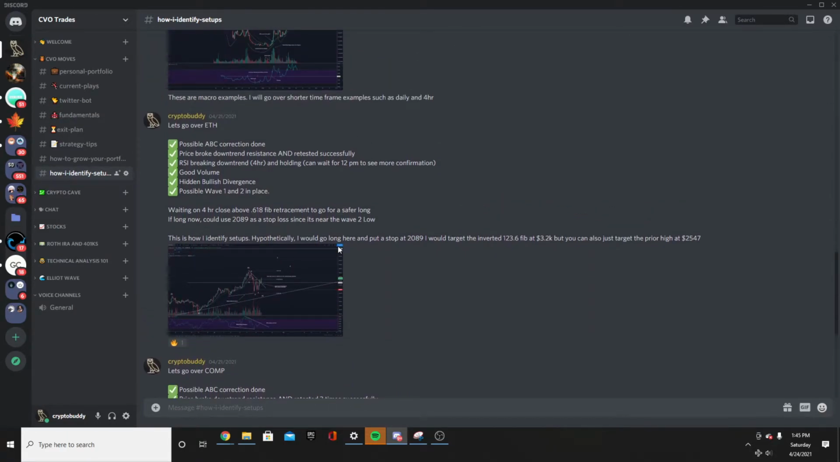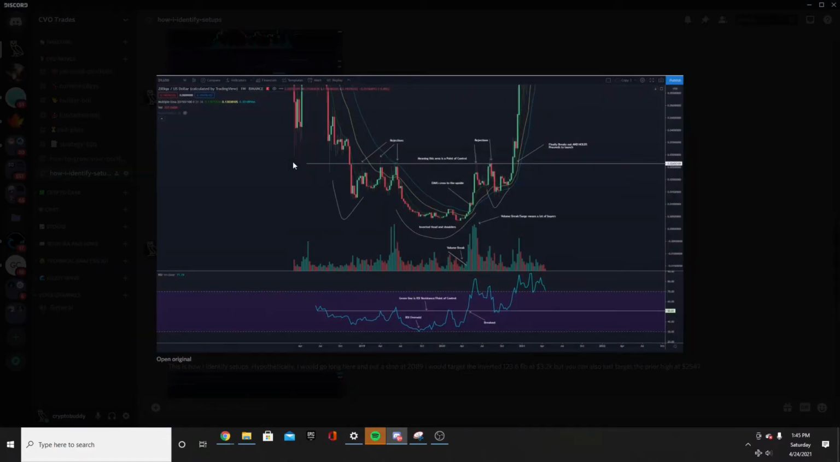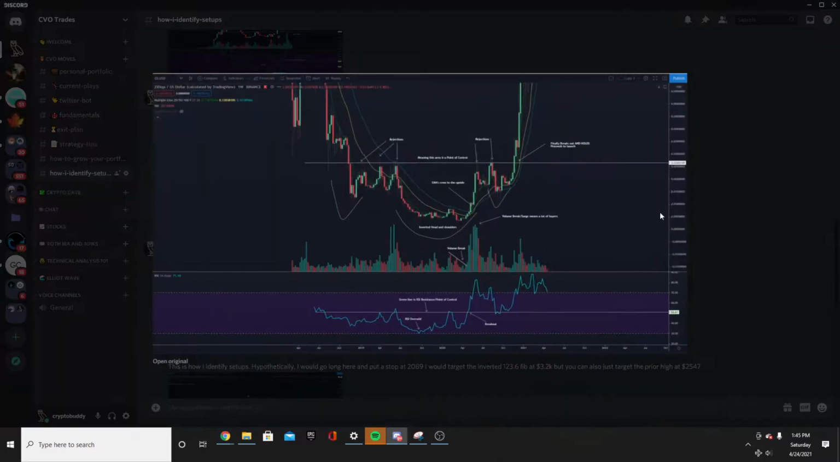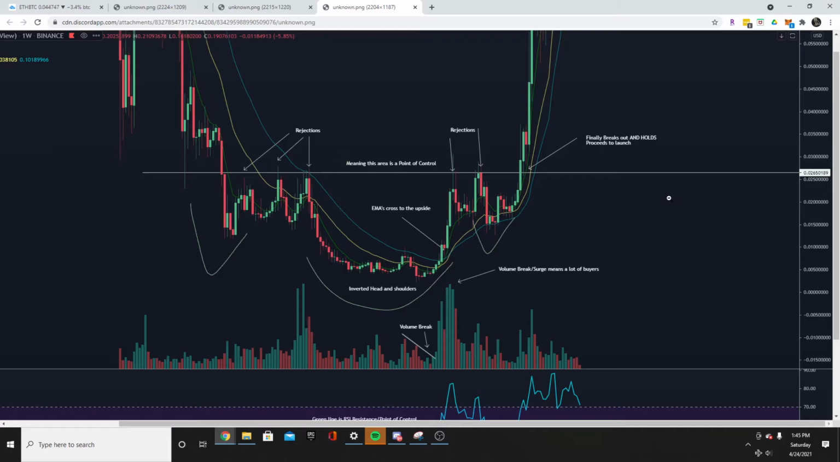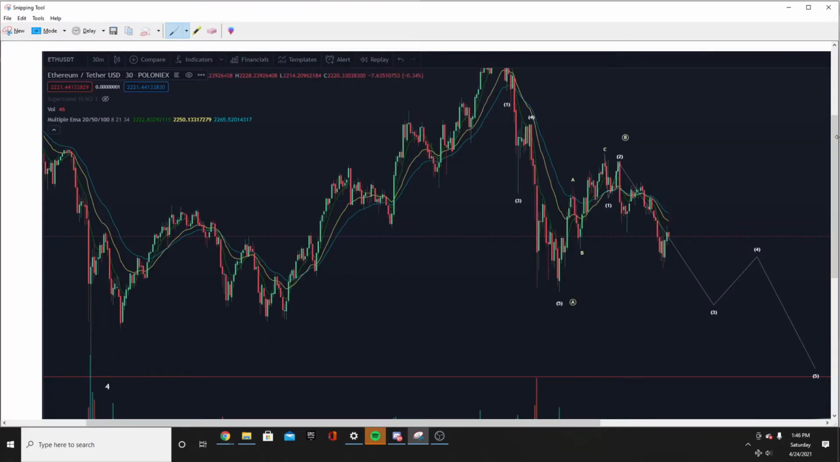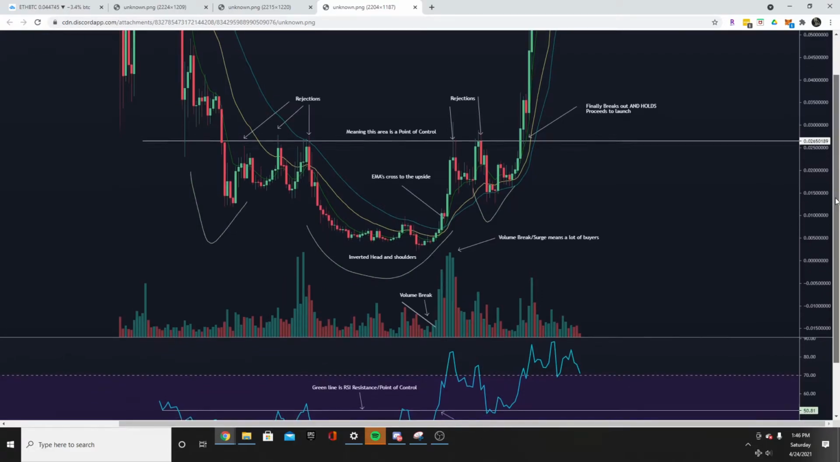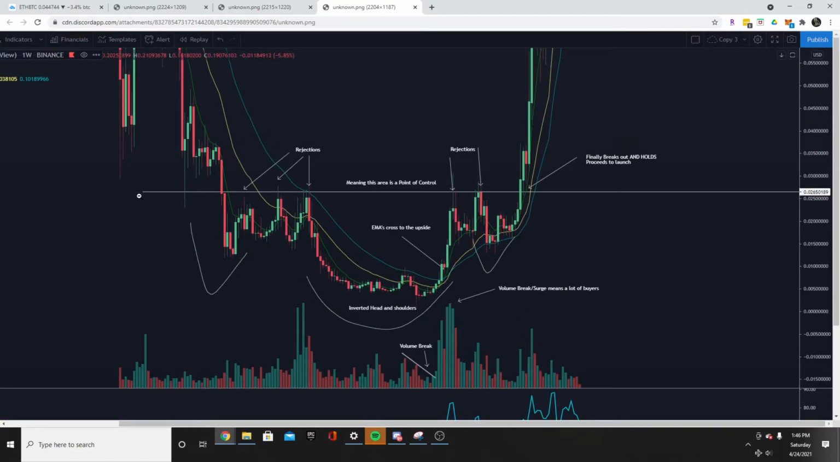Let's go over something more recent. So we can go over ZIL real quick actually. So the first trigger clue to go long was a volume break, RSI break, and EMAs crossing to the upside. So this is a weekly level this time, not a monthly level. Alright, so read it left to right.